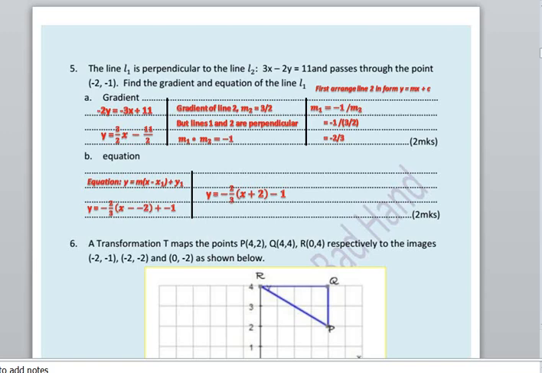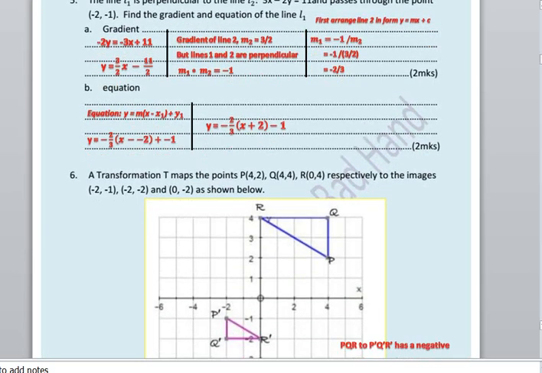You have y equal to m into x minus x1 plus y1, where x1 and y1 actually represent minus 2 and minus 1 here. So when you substitute these values, you have y equals minus 2 on 3 into x minus minus 2 plus minus 1. And you can further simplify to leave it in gradient intercept form.